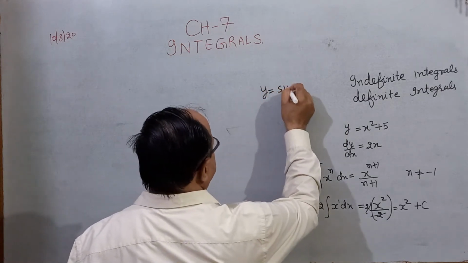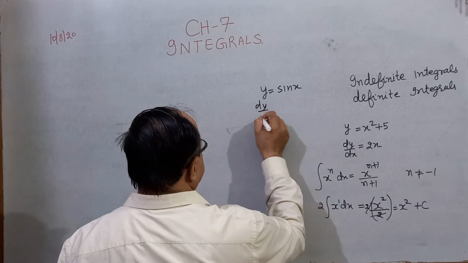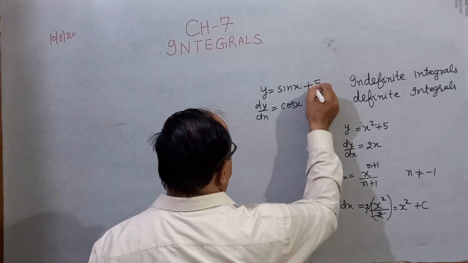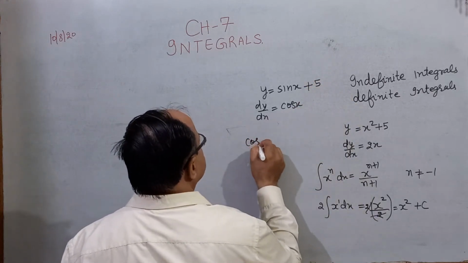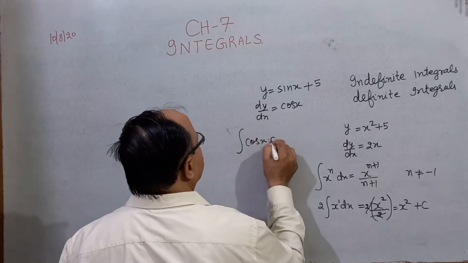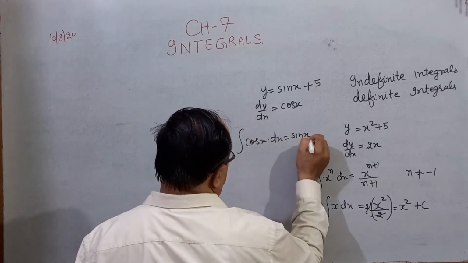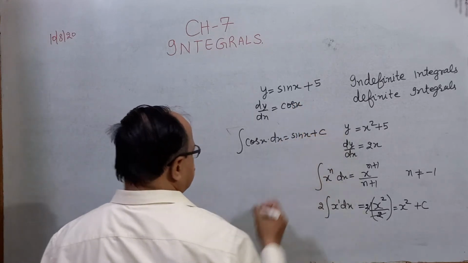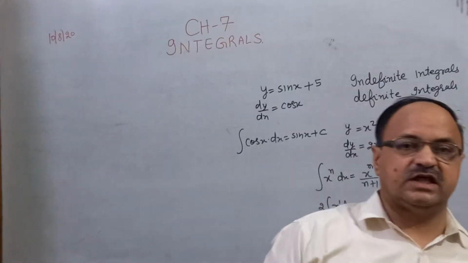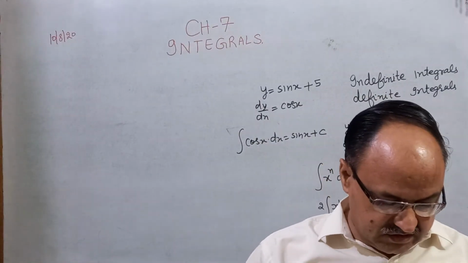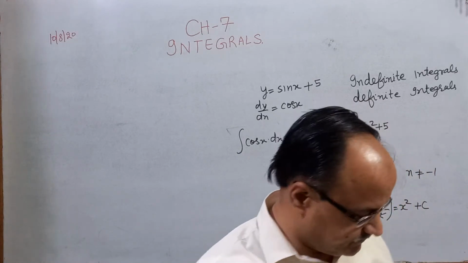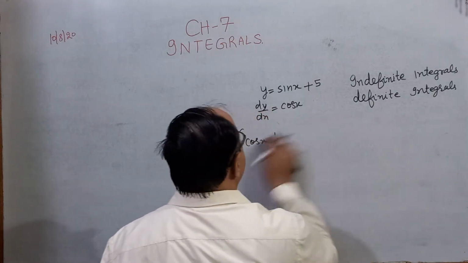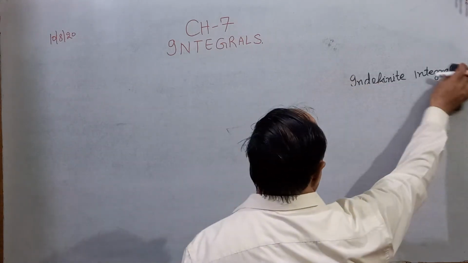Another formula: y is equal to sin x, and the derivative of sin x is cos x. And sin x plus 5 has the same derivative, but the integration of cos x is sin x. But in the reverse process we can't find the constant term, therefore you write here c. C is the constant of integration. Clear? This is the procedure of finding the integration. Very important topic.